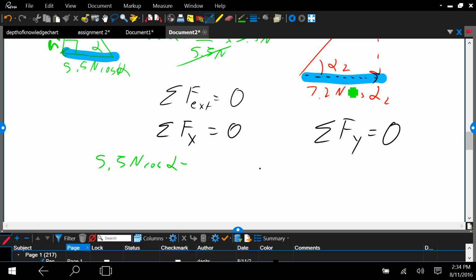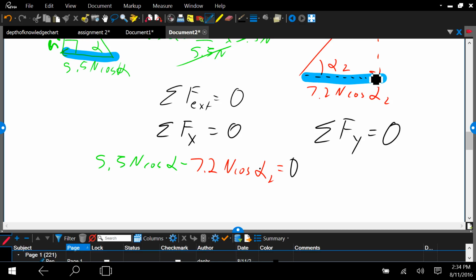Okay. From that, I'm going to subtract the force pulling to the right. And I'm going to get 7.2 newtons cosine alpha 2. And together, they're all going to equal 0. They're subtracted, by the way, because one pulls left, one pulls right, so they're kind of canceling each other out.